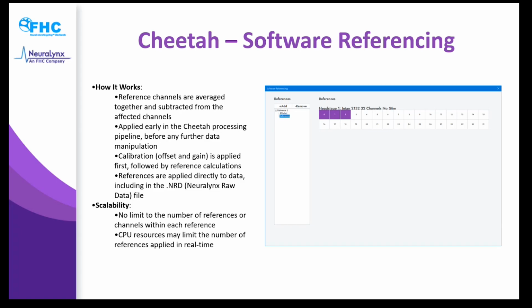The way that this is done in our setup is you can reference channels averaged together and subtracted from the affected channel. So you can use multiple channels and average them. You can use one channel and you can have essentially as many as you would like. We currently don't see a limit on the number of references or channels within each reference, but it would be dependent on the CPU resources.